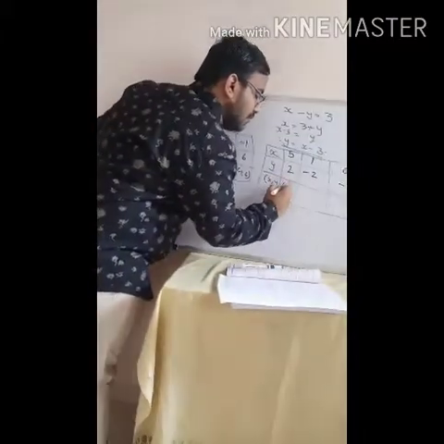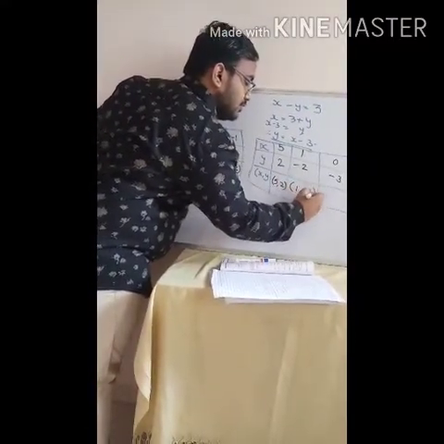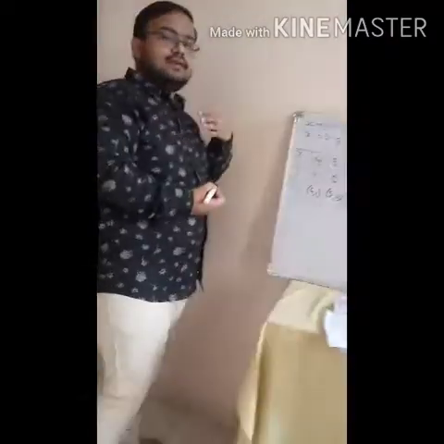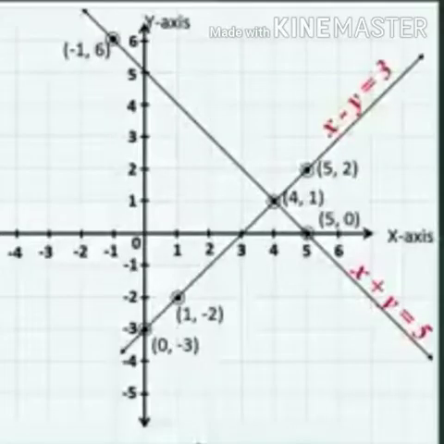Okay, so here it will become (5, 2), (1, minus 2), and (0, minus 3). Now look at the graph. Plot this line. 5, 2: x axis 5, y axis 2. x axis 1, y axis minus 2. And x axis 0, y axis minus 3. Then pass a line through it.